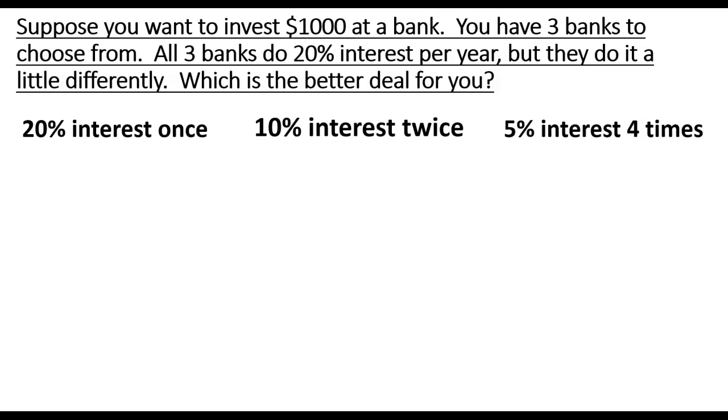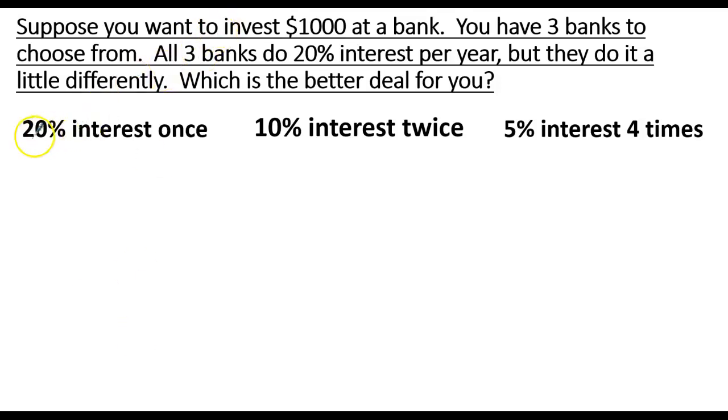Now, just so you guys know, that's extremely unrealistic. No bank would ever do that. But let's just say that it's a super generous bank, and they're willing to give you 20% interest per year. But all 3 of these banks do it in a little bit of a different way. And the question is, which one turns out to be a better deal for you?